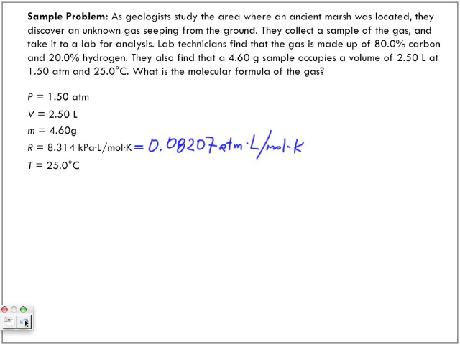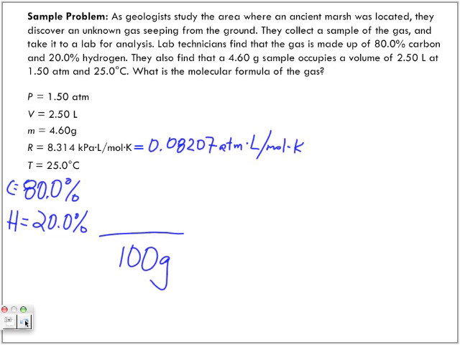But first, what we're going to do is go back to how to calculate empirical formula. We know that 80.0% is carbon. Hydrogen, 20.0%. So going back to trying to find the actual empirical formula, we always assume a 100 gram sample, right? Because together we form 100%. So we always assume it to be a 100 gram sample.